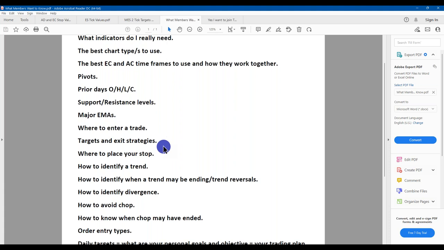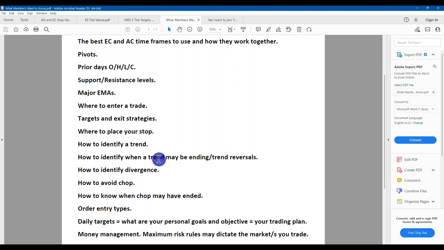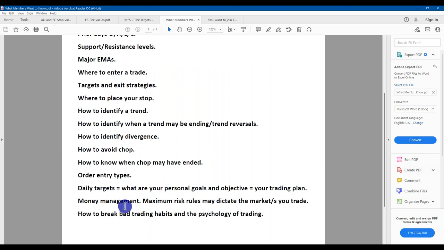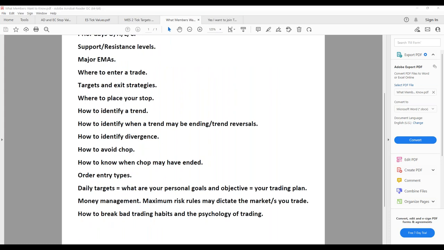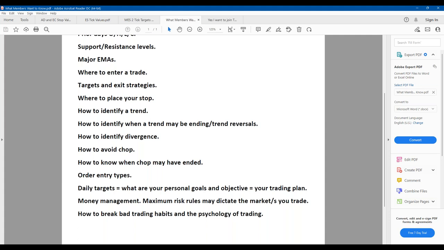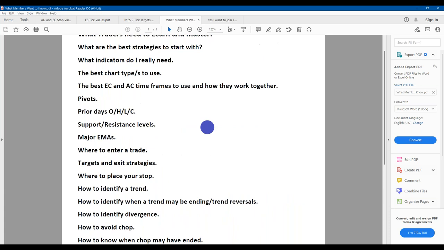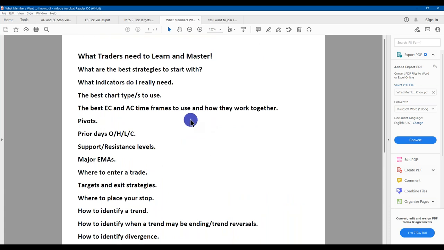Where to enter a trade, where to exit, where to place your stops. These are the key things that you need to understand as a trader. If you don't have those down pat, traders, you're going to struggle. But it's not rocket science, it's rules. They're very easy to learn.